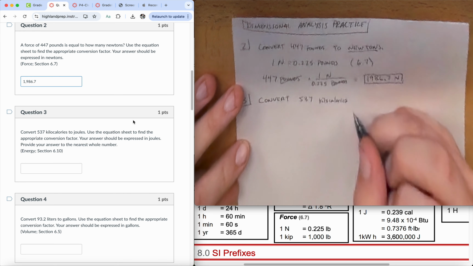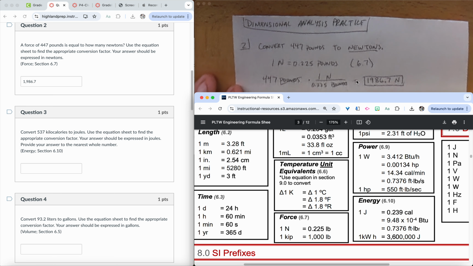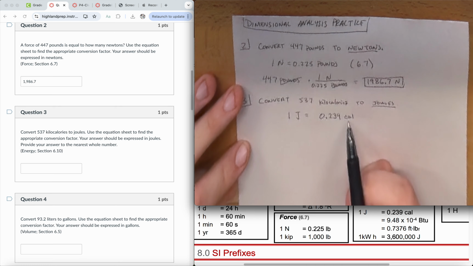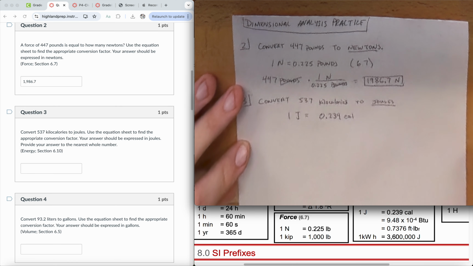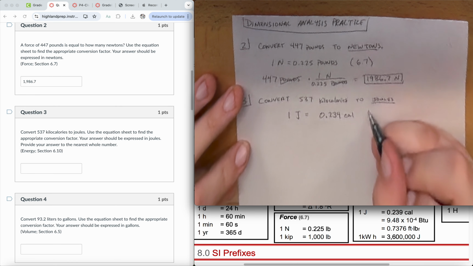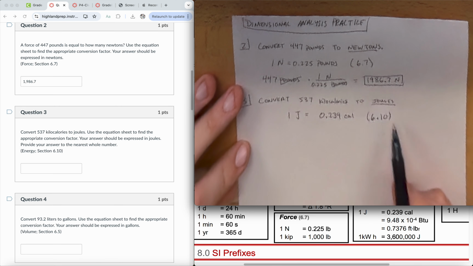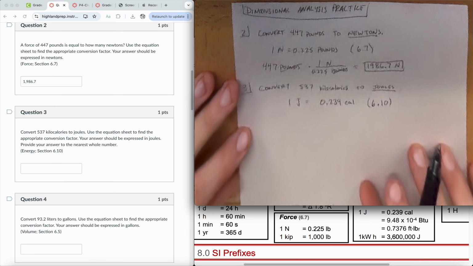0.239 calories, right? Now notice, this does not say kilocalories here. We are not dealing with kilocalories on this. This is just regular calories. So we're going to have to actually convert that as well. Now this is from section 6.10, so we're going to put that in parentheses. That is just our reference there, or we are citing that.